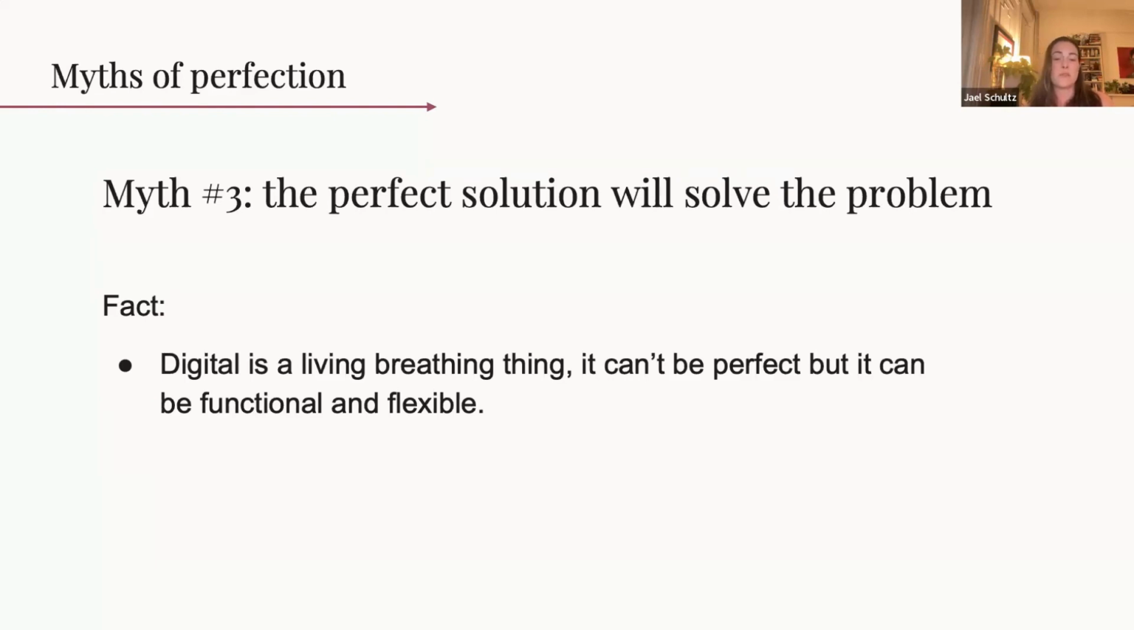So we've talked about 3 myths of perfection, and how the idea of perfection, or that a single flawless solution might exist and we could find it, can be a problem. Let's talk a little bit about how we can be less than perfect.